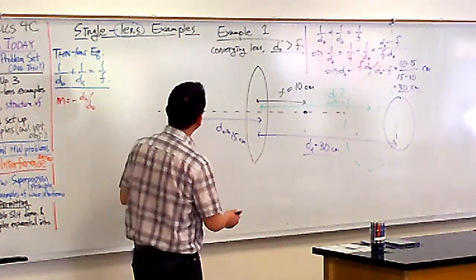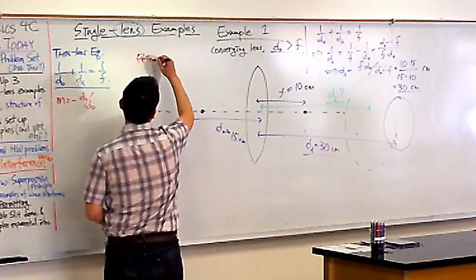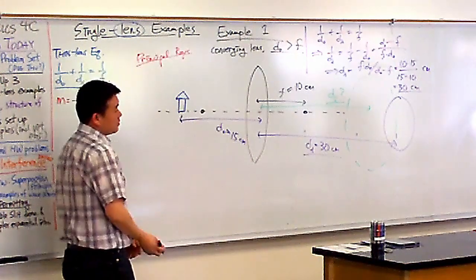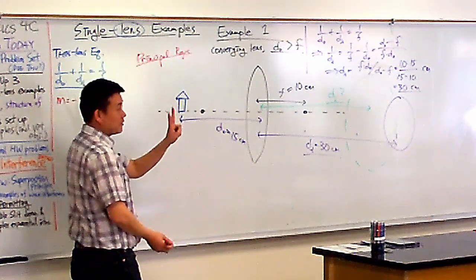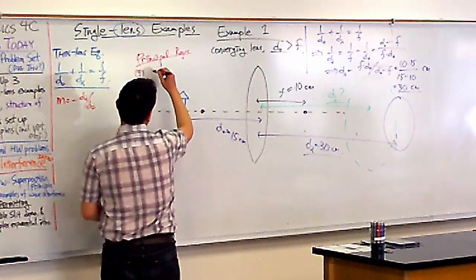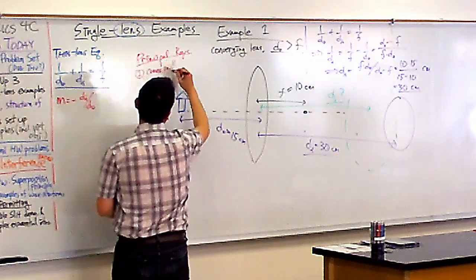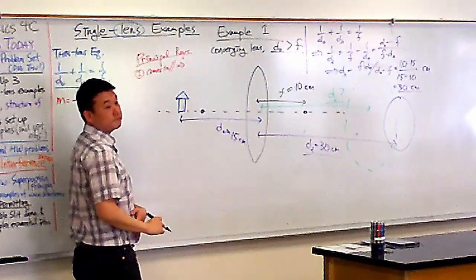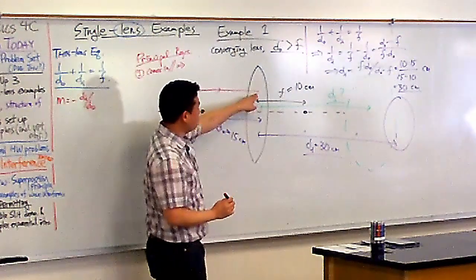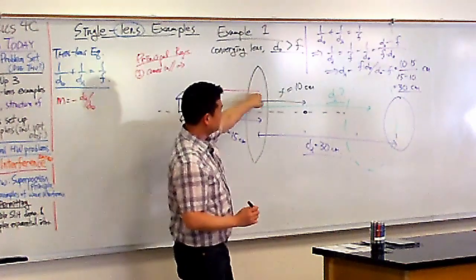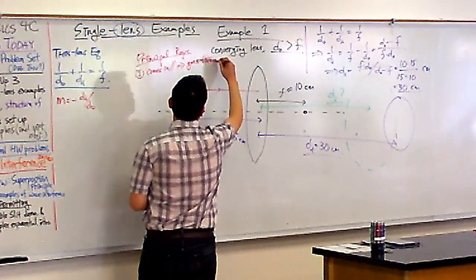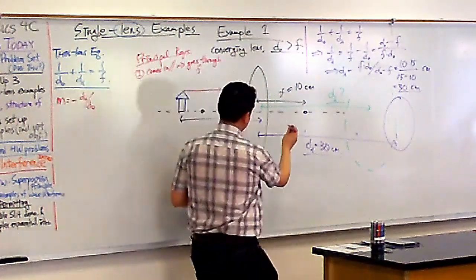So let me draw my two principal rays. As a reminder, I guess you can define three principal rays, but I usually draw only two because I'm afraid the third one won't come out right. So I'll only draw two. So the first ray comes in parallel to the axis, and how does it go out after going through the lens? Yeah, it goes through the focal point. So let me draw that.